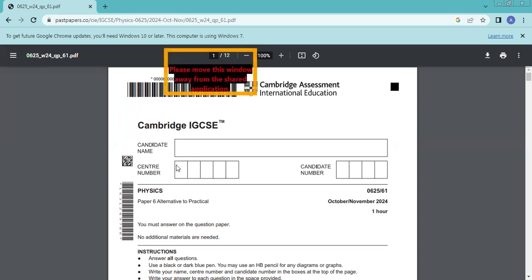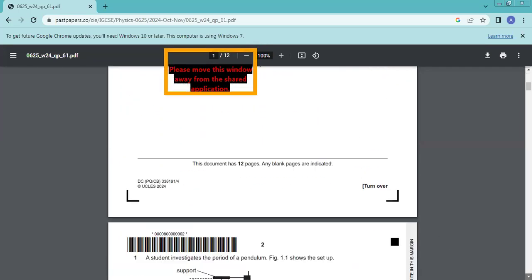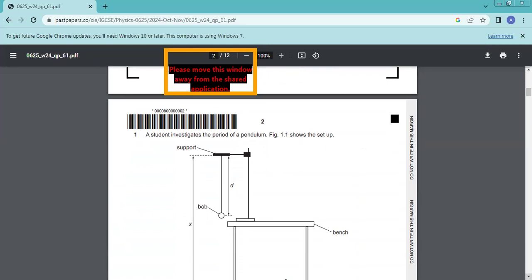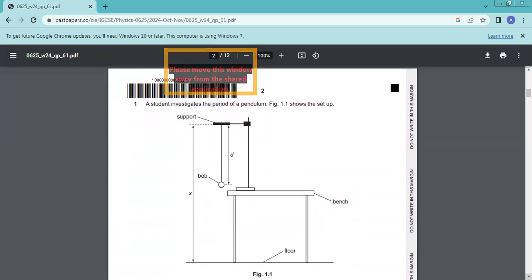Students, this is Cambridge IGCSE Physics Paper 6, Alternative Practical, October/November 2023. Let's start with question number 1. This is a question in which a student investigates the period of a pendulum. The figure shows the setup.